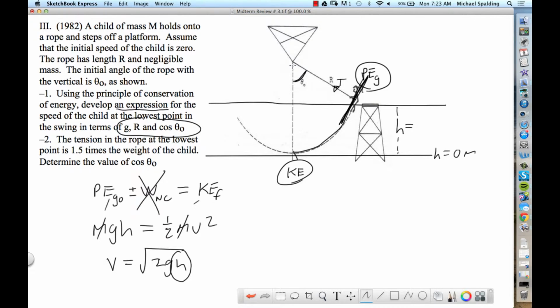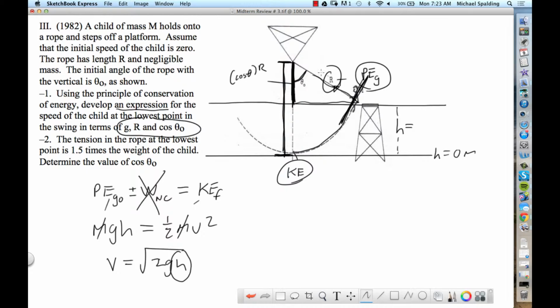So here's how you do it. What's this distance right in here? Just focus on this triangle. What's that distance going to be? That's r cosine theta, right? What's the total distance from here down to there? Isn't that just the length of the rope? Isn't that just r? Yeah.